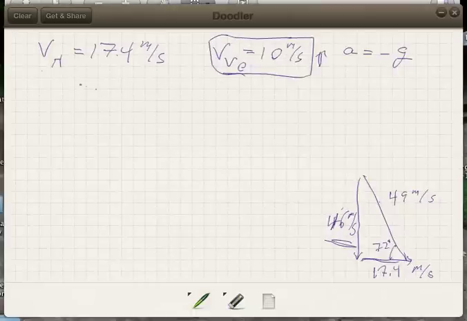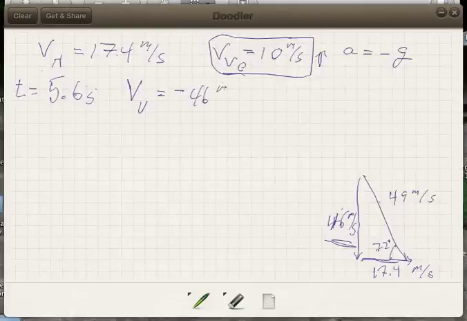If we just ask ourselves what happens, after 1 second, gravitational acceleration has brought it to rest, although it's still moving horizontally. The vertical component is 0. After 2 seconds, it's going downward at negative 10 meters per second. After 3 seconds, negative 20 meters per second. After 4 seconds, negative 30. After 5 seconds, negative 40. And after 5.6 seconds, the vertical component of velocity is negative 46 meters per second.